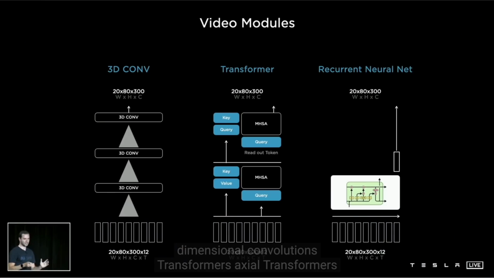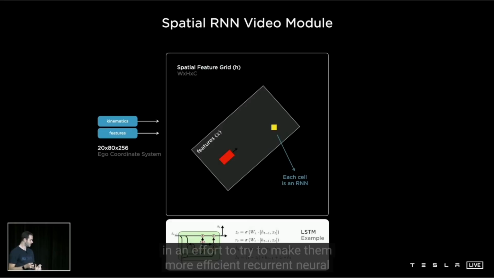And then how is this all put into video? Well, a spatial RNN, which is super cool. I had never seen one of these before. But the one that we actually like quite a bit as well, and I want to spend some time on, is a spatial recurrent neural network video module.